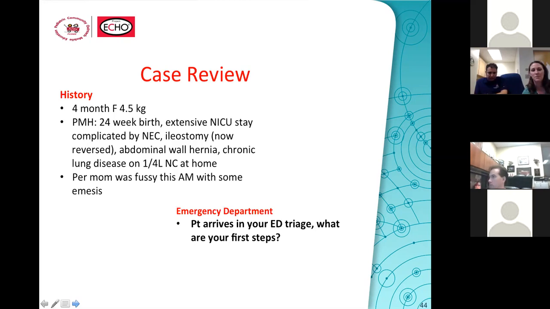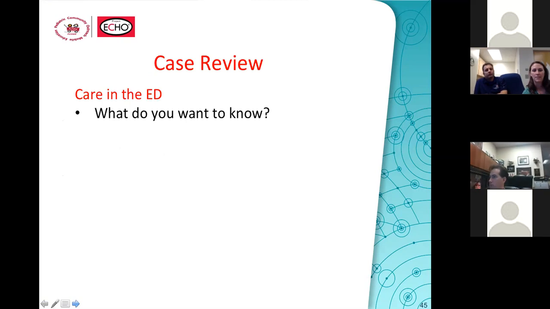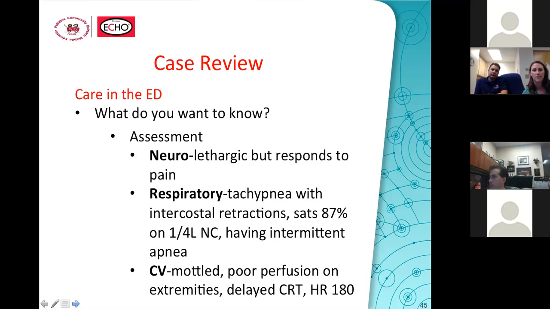So I think everybody was pretty unanimous on, like, if this kid shows up in triage, they're just getting put back in a room right away. Had a pretty significant history. It sounded like a pretty sick kid. And then as far as initial assessment, when the kid had gotten to the ED, was lethargic but responding to pain. Respiratory was Kipnick on their baseline of a 1/4 liter nasal cannula. Stats were 87% and having some intermittent apnea.